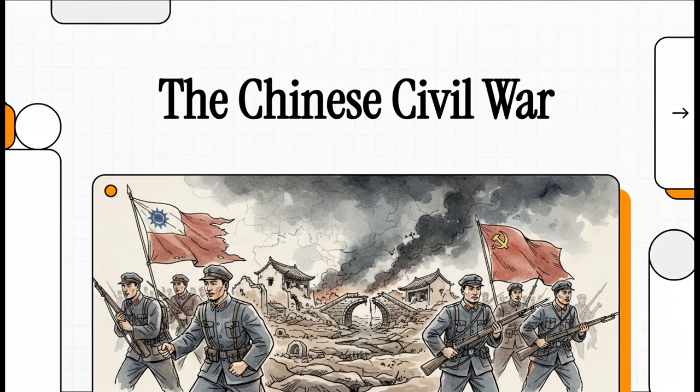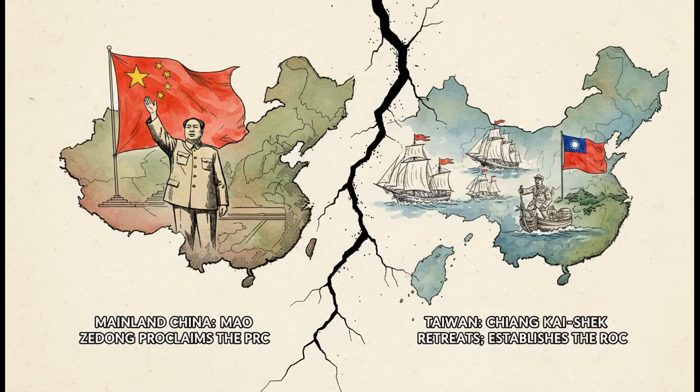Welcome to The Explainer. Today, we're going to unpack one of the most consequential conflicts of the 20th century, the Chinese Civil War. So picture this. It's 1949. After more than 2 decades of absolutely brutal conflict, China literally splits in two. On the mainland, you've got Mao Zedong's communists declaring the People's Republic of China. Meanwhile, Chiang Kai-shek's nationalists flee to Taiwan and set up the Republic of China. This single event created the political reality that still defines East Asia today.